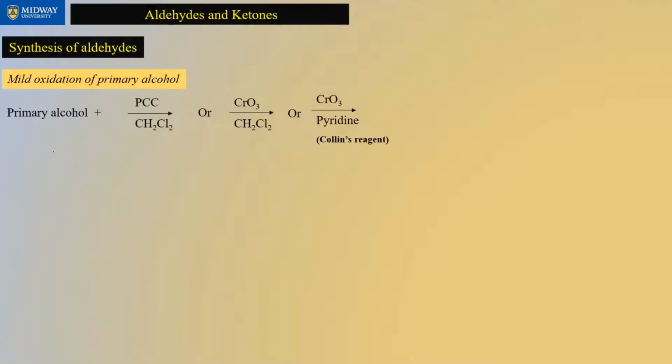Okay, so let's draw a practice primary alcohol. Now, I hope you have not forgotten, primary means carbon with 2 hydrogens, right? Secondary means carbon with 1 hydrogen. Tertiary means carbon with 0 hydrogens, right?